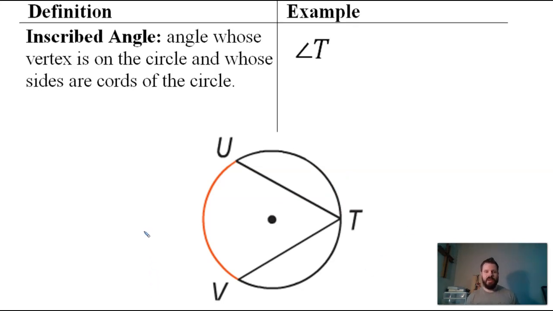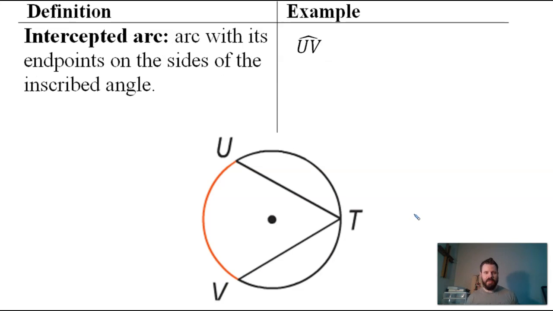Then an inscribed angle is an angle whose vertex is on the circle and whose sides are chords of the circle. So angle T in this case would be an inscribed angle because its vertex is on the circle and its sides are chords. In other words, it fits inside of the circle. That's the inscribed idea. And then the last part of this, we have the intercepted arc. It's an arc with its endpoints on the sides of an inscribed angle. An example of an intercepted arc would be this arc UV, because it's formed by an inscribed angle. We could say that inscribed angle T intercepts arc UV.